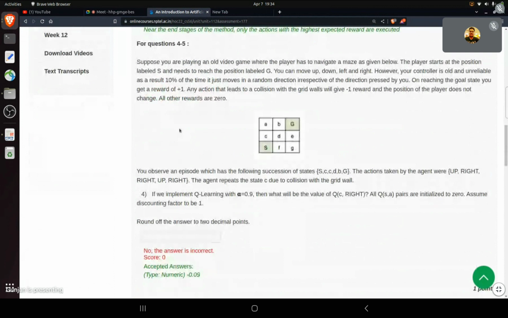Okay, so in this question, it says that suppose you are playing an old video game where the player has to navigate a maze as given below. The player starts at the position labeled S. I think this was also in the question set that you just shared while sharing your screen. Yeah, the previous year's questions were very similar, but this year we have got a very different question. So on reaching the goal state, you get a reward of +1. Any action that leads to collision with grid walls gives a reward of -1, and the position of the player does not change. All other rewards are 0.